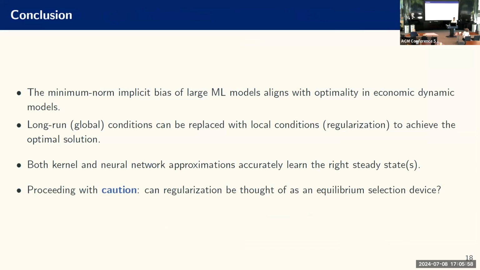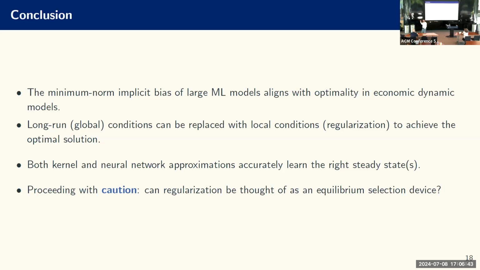So, to conclude, the minimum norm or implicit bias of large machine learning models aligns with the optimality condition in economic dynamics. That's the first partial conclusion. The second one, and that's what I mean by spooky boundaries at a distance: long-run global conditions can be replaced with local conditions, usually regularization, old-school regularization we do in machine learning, to achieve optimal solutions. So I don't need to be worried about the long run. I can replace the long-run condition with a short-run condition. Here it is implicit though. Both kernel and neural network approximations accurately arrive at steady states.